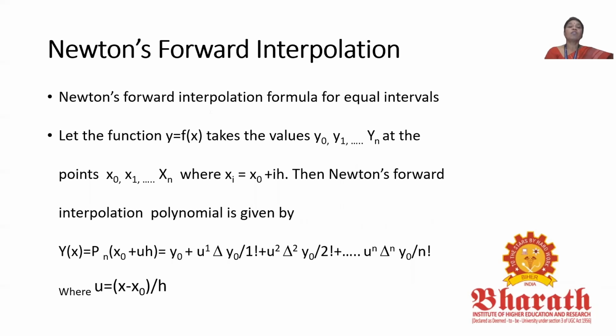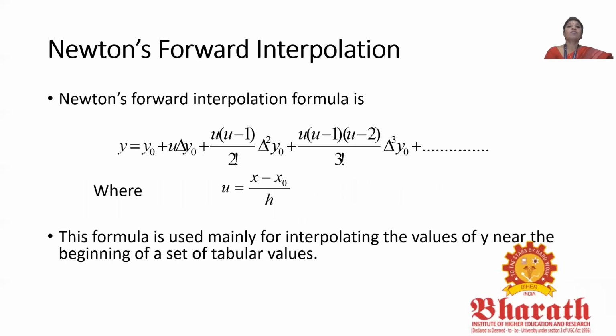Then Newton's forward interpolation polynomial is given by y(x) = Pn(x0 + uh), where we introduce a variable u, given by u = (x - x0)/h. So y(x) = y0 + u Δy0/1! + u² Δ²y0/2! + ... + uⁿ Δⁿy0/n!. As we have discussed, u is given by (x - x0)/h.